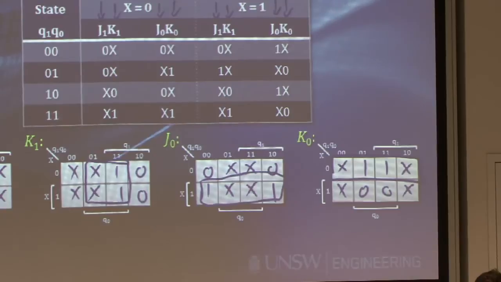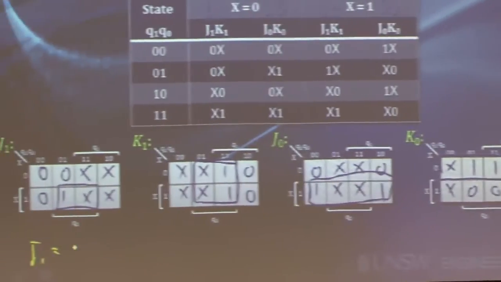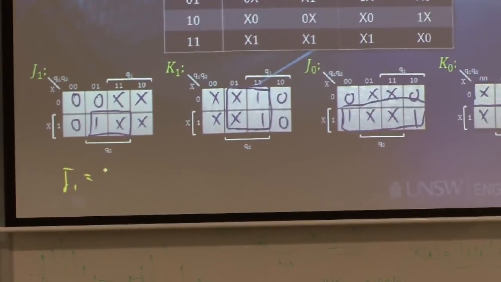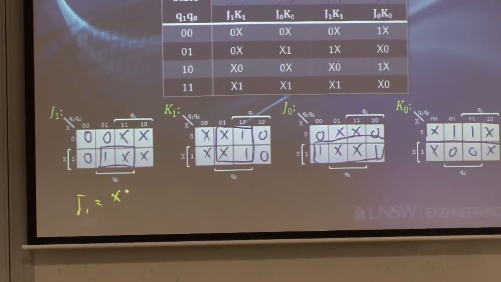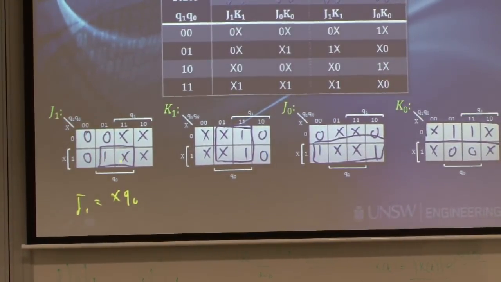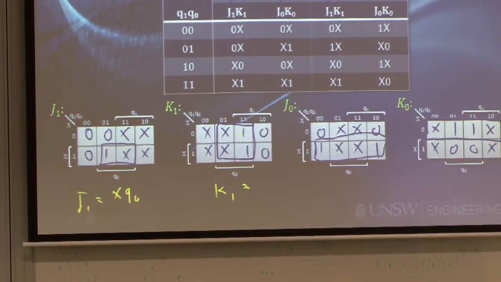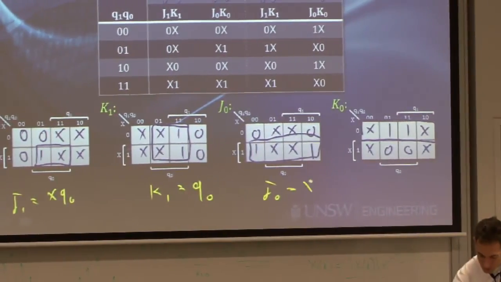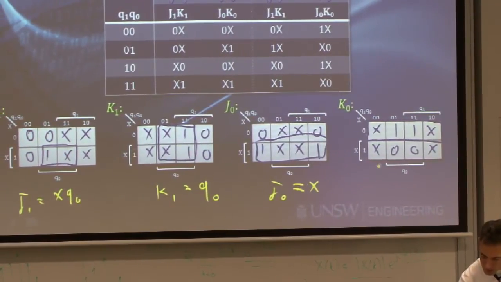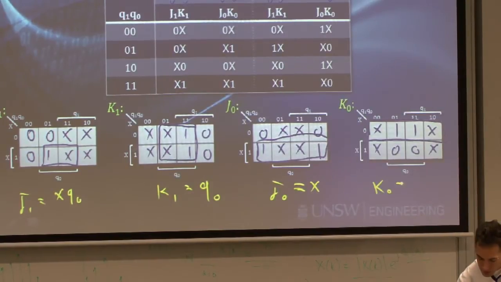That will give me the equation. J1 is X Q0, this one. K1 is just Q0. J0 is just X, and K0 is just not X.